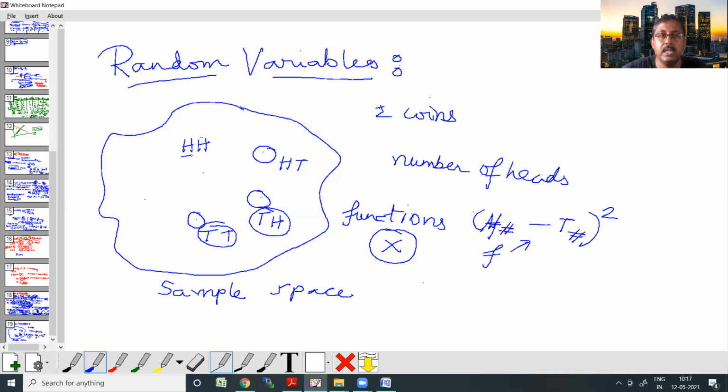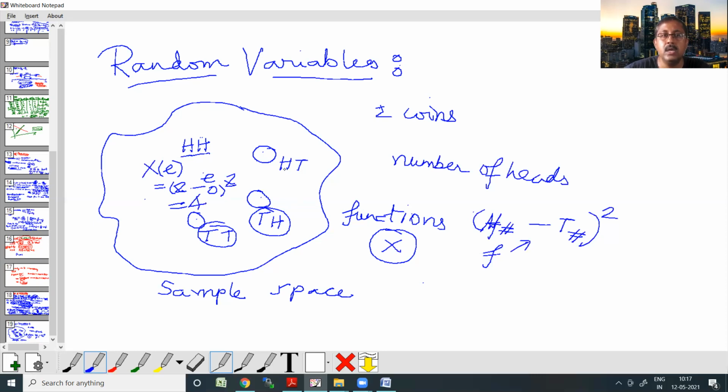Say, for example, here the number of heads is 2 and the number of tails is 0. What will be the numerical value for this? If X is the random variable here, the sample point e can be represented by X of e, the number X of e. So what is going to be the value of X of e? It is going to be (2 minus 0) squared, which is equal to 4.